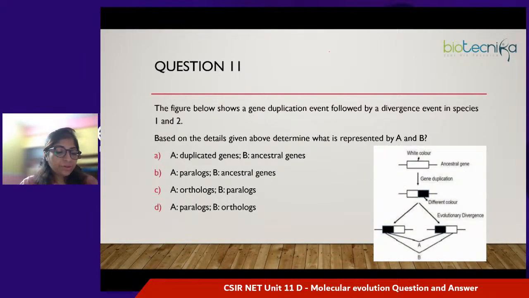All right, moving on. Next question. The figure below shows a gene duplication event followed by a divergence event in species 1 and 2. Based on the details given above, determine what is represented by A and B. Basically, what is the relationship between this black and this black, and between this black and this white?